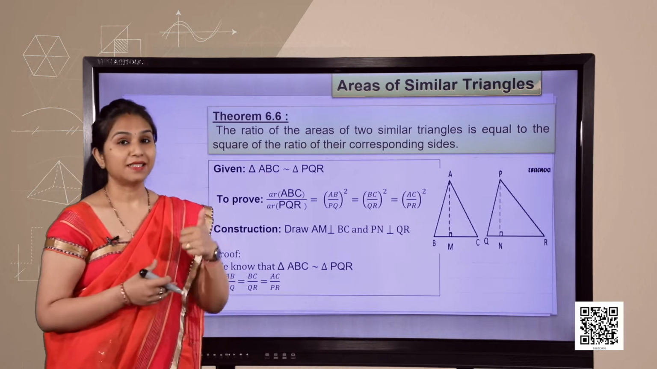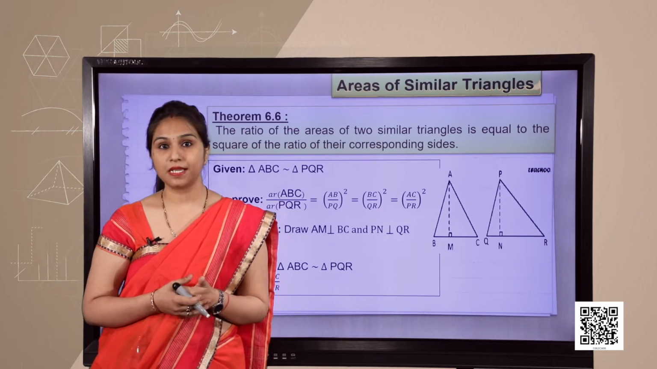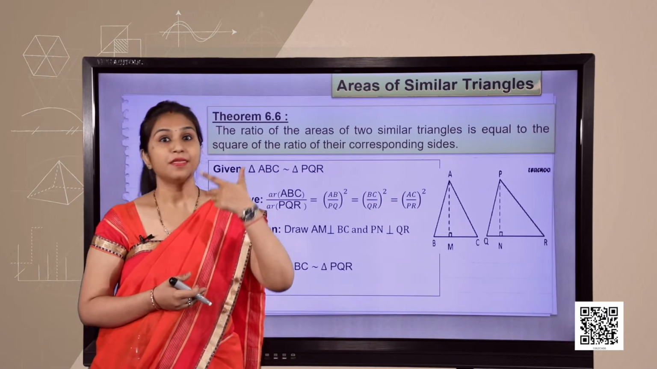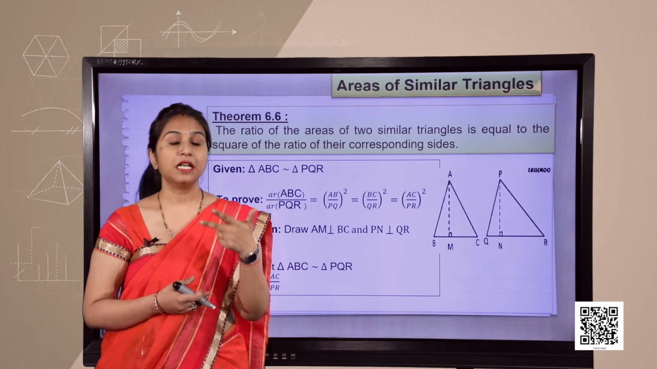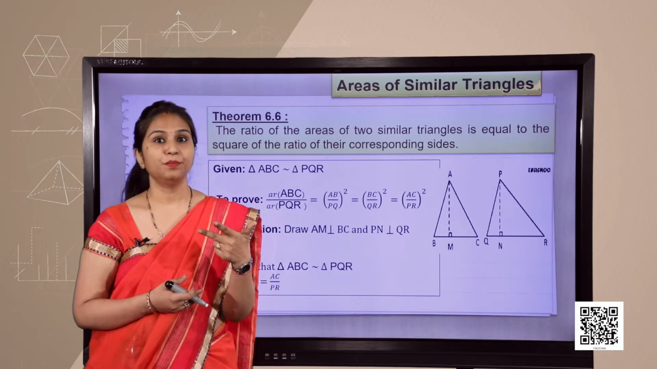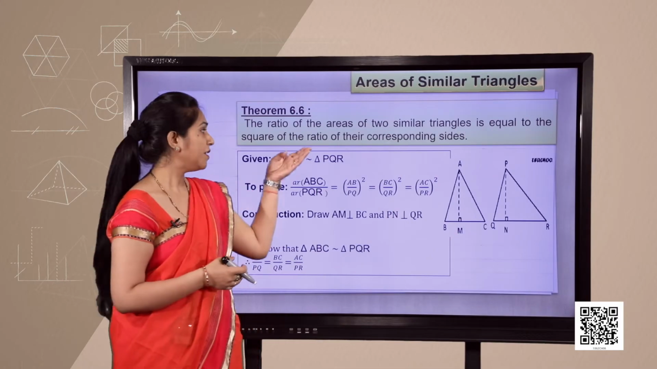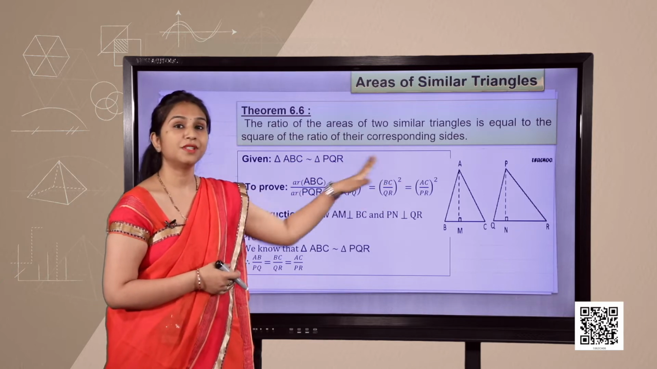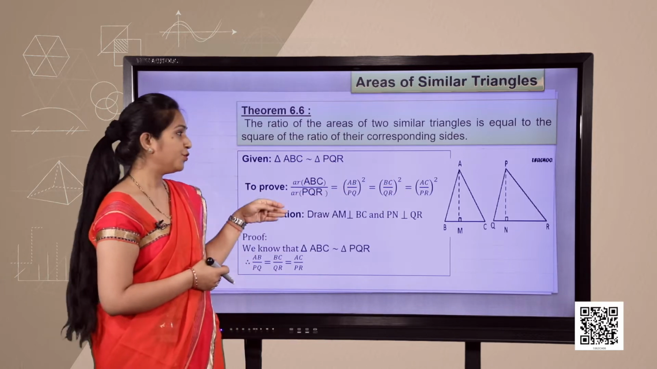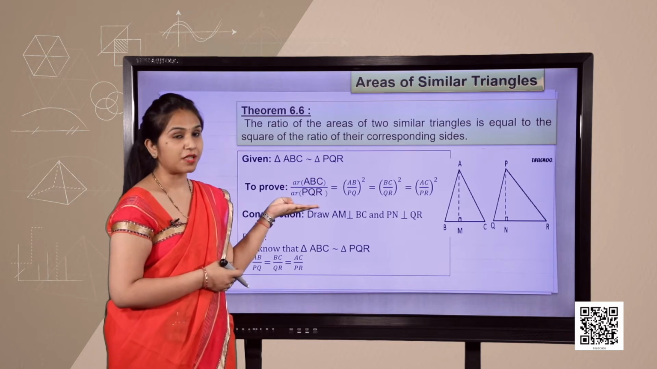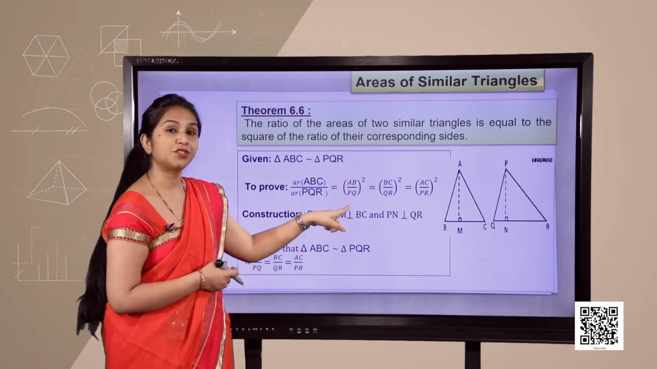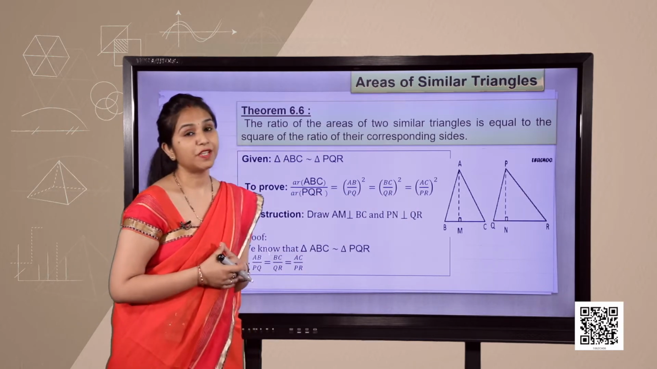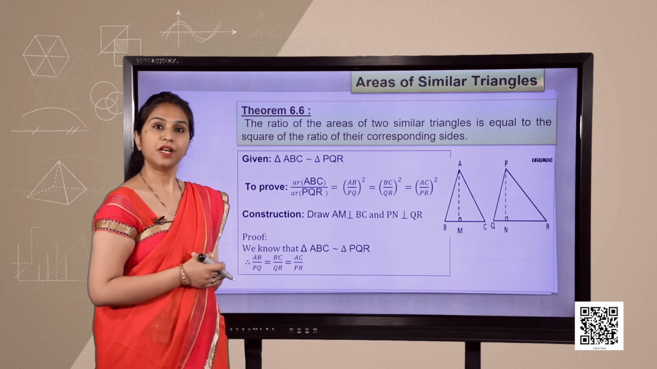So, let us start. As I told you, you have to remember theorems in steps. Step number 1, you need to draw the diagram, then you have to write down the given things, then write down what you have to prove, the construction, and then start with the proof of the theorem. Here, the given thing is only that both the triangles are similar to each other. Second, to prove: the ratio of the areas of the two triangles is equal to the square of the ratio of their corresponding sides.